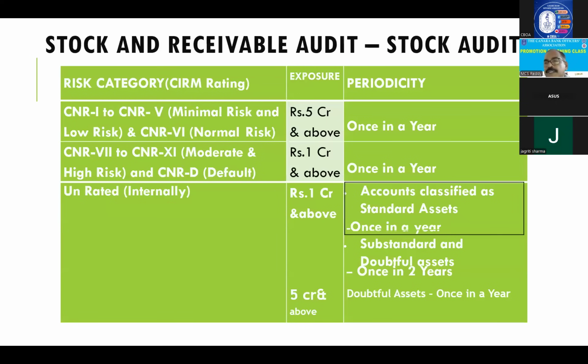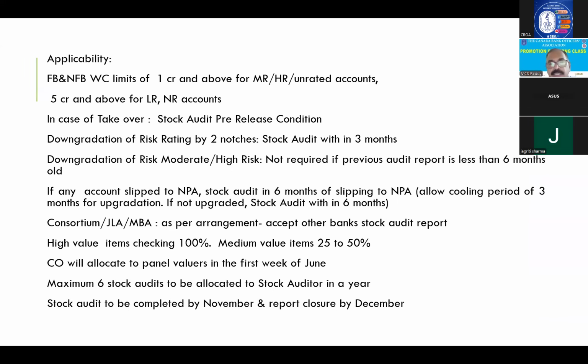Next, stock audit. As I told you, it is a yearly exercise. The cutoff for low risk and normal risk is once in a year, 5 crores and above. And for moderate risk and high risk, 1 crore and above cutoff, once in a year only. Unrated, 1 crore and above, they have to do. For NPA, it is once in 2 years for standard and substandard, but 1 crore and above. Doubtful, 5 crores and above, yearly. This is about the periodicity of your stock audit, right? And the applicability we have seen.